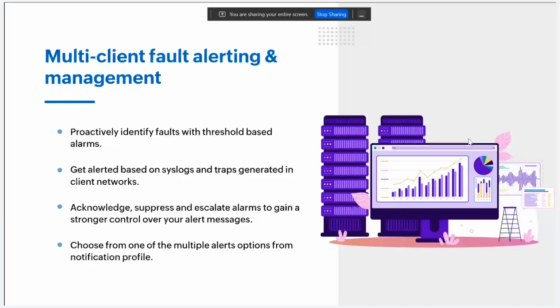Besides this, you can get alerted based on syslogs and traps generated in your multi-client network. You can also acknowledge, suppress, and escalate the alarms to gain stronger control over your alert messages. In OpManager MSP, we don't have just one, but multiple notification options for you to choose from, like email, SMS, and much more. This way, no alarm will ever go unnoticed.